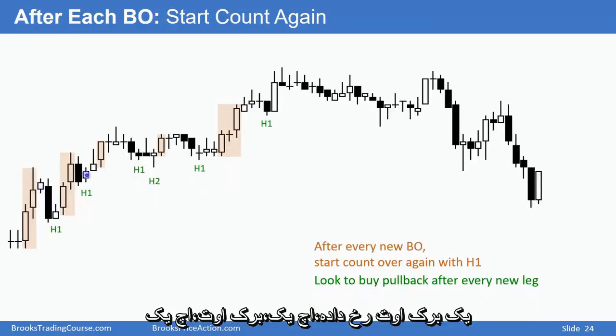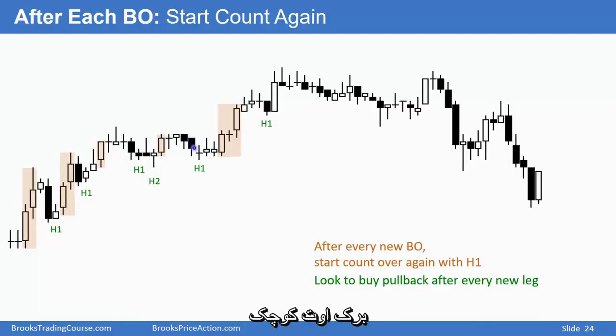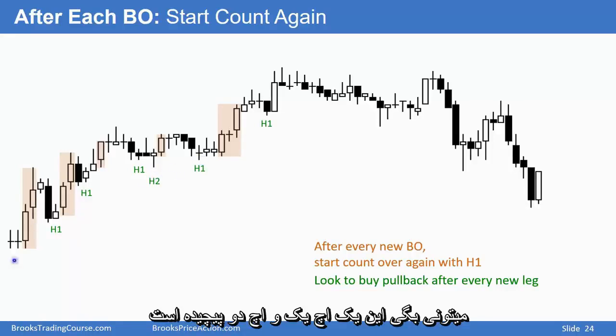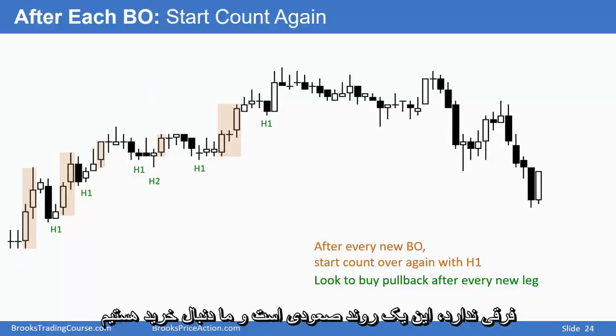We got a breakout, high 1, a breakout, high 1, breakout, high 1, high 2. Small breakout, you can call it a high 1, or you can call this a double bottom and say this is a complex high 1 and a high 2. Doesn't matter. It's a bull trend. You're looking to buy.